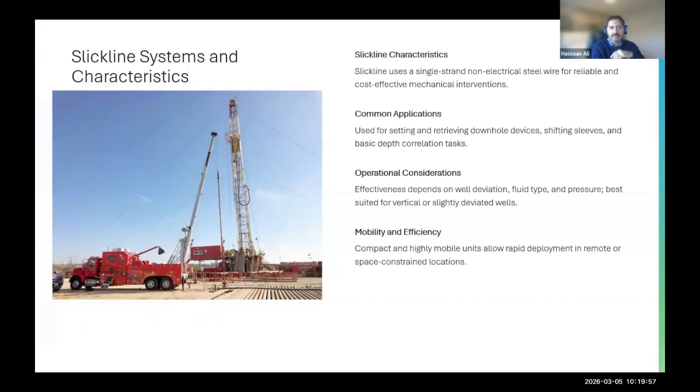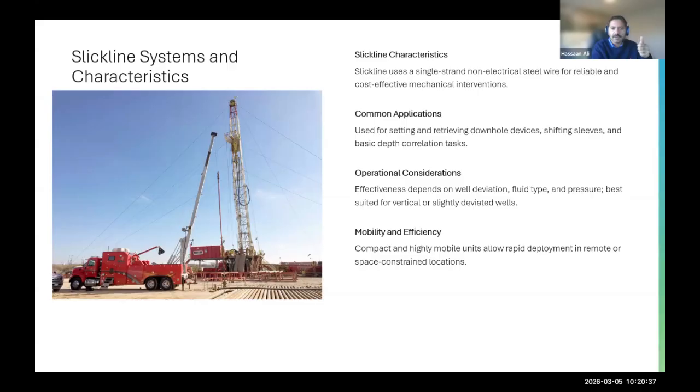So, types of wireline systems. I talked about the slickline system, which is actually a mechanical system. It's not sending any electrical signal. It's not getting any telemetry from downhole. It is a purely mechanical system which uses a standard non-electrical steel wire for reliable and cost-effective mechanical intervention. The most common application for slickline is to retrieve downhole devices. So if something has fallen downhole and you want to fish it out, you will use a slickline, shifting sleeves and basic depth correlations. These are very simple, basic tasks.